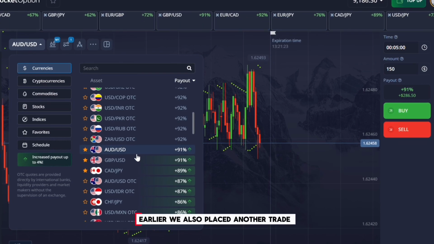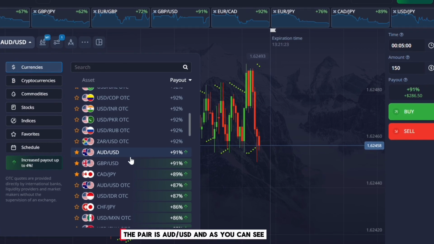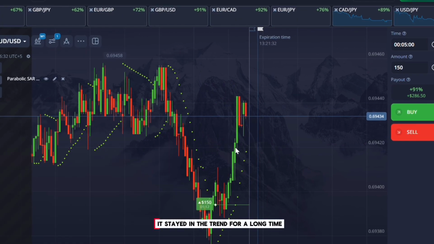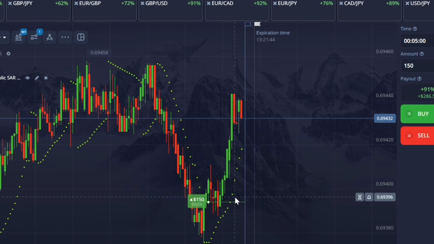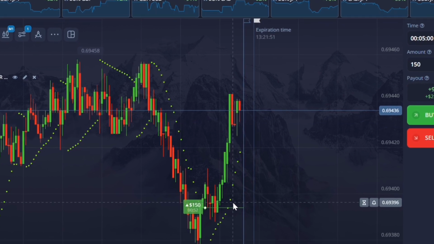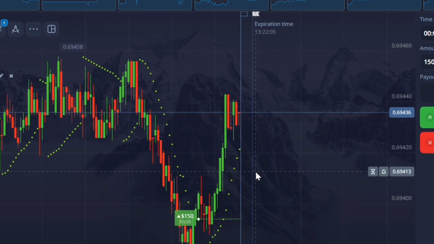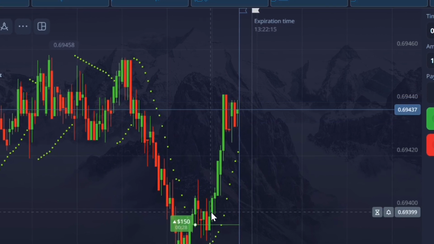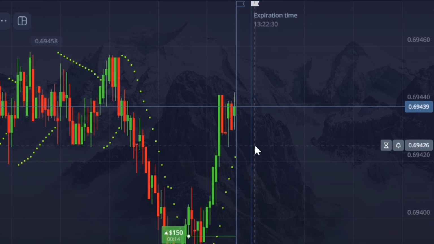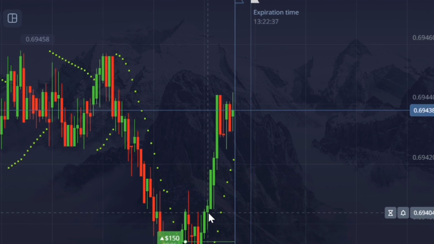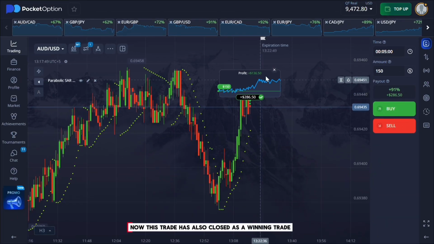Earlier, we also placed another trade with a 15-minute expiration. Let's check that trade as well. The pair is AUD-USD, and as you can see, it stayed in the trend for a long time. Now this trade has also closed as a winning trade.